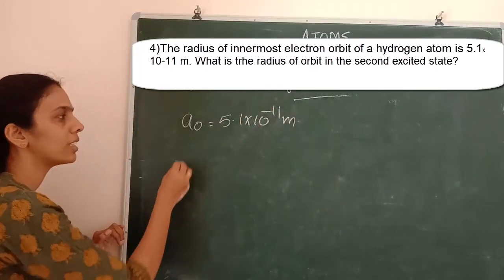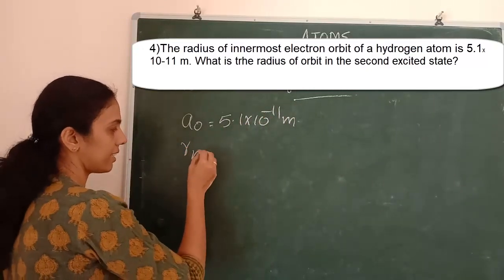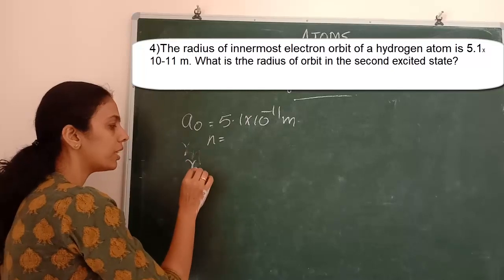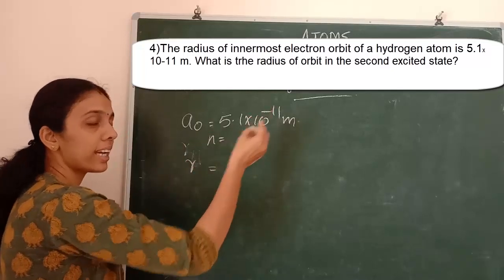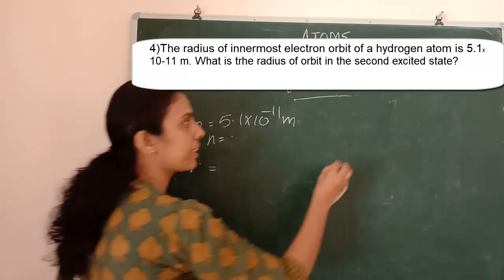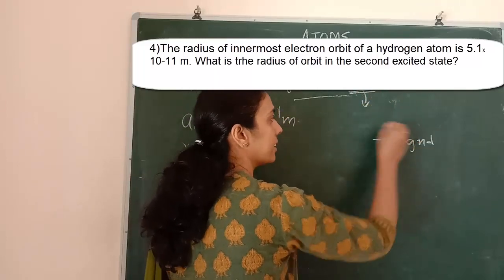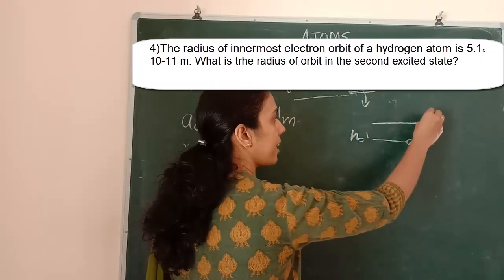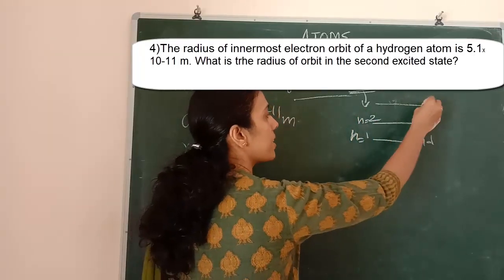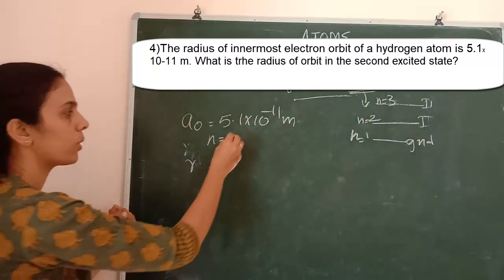So what should we find out? Rn of the second excited state. n is the second excited state. So Rn we should find out, but we need to know what is n, isn't it? Second excited state means n is equal to 3. Don't forget, if it is second excited state, first one is ground state, n is equal to 1. Second one is first excited state, n is equal to 2. Second excited state, n is equal to 3. Don't forget that. So n is equal to 3.